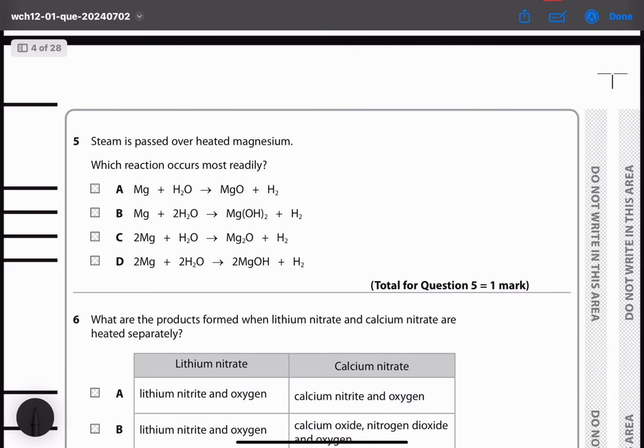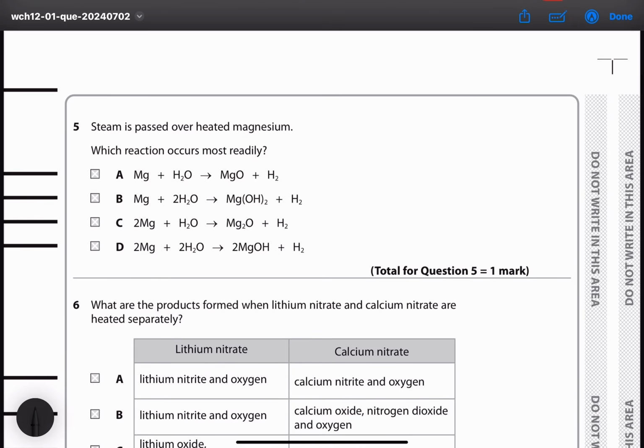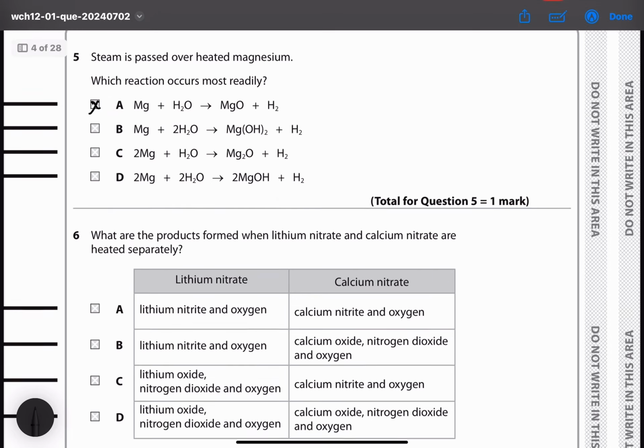Steam is passed over heated magnesium. Which reaction occurs most readily? We already know magnesium reacts with steam to produce magnesium oxide. So option A is the answer.